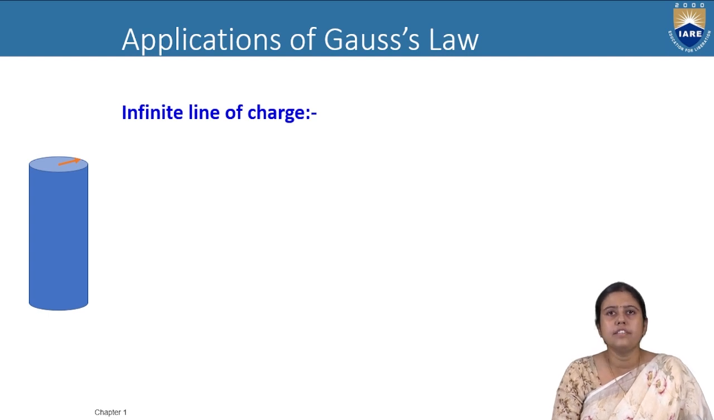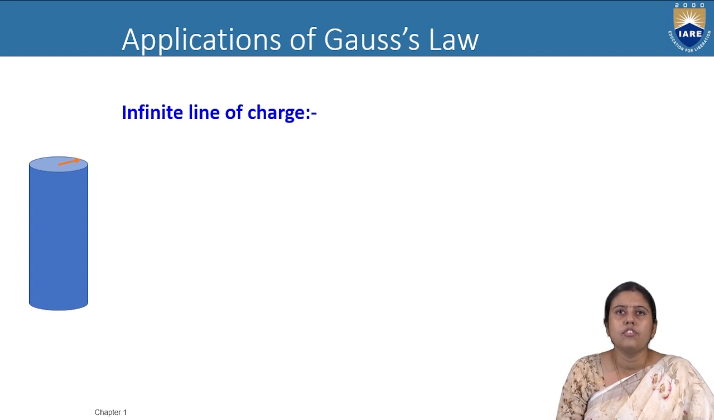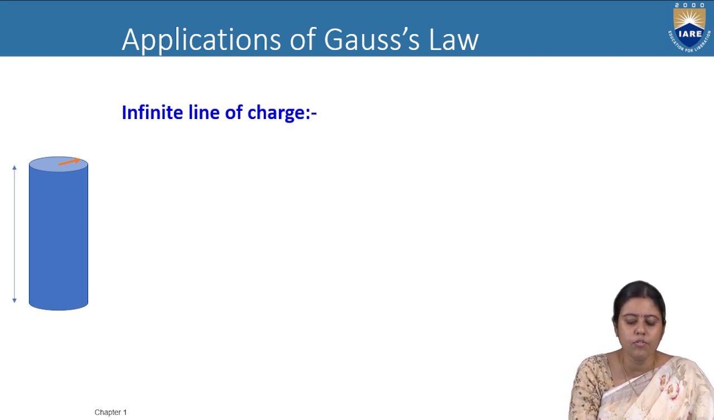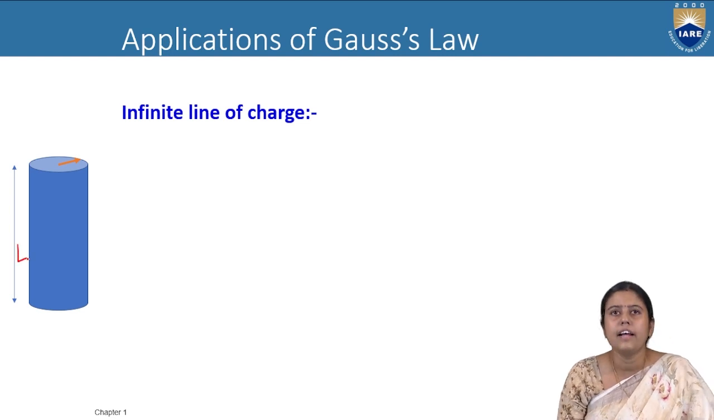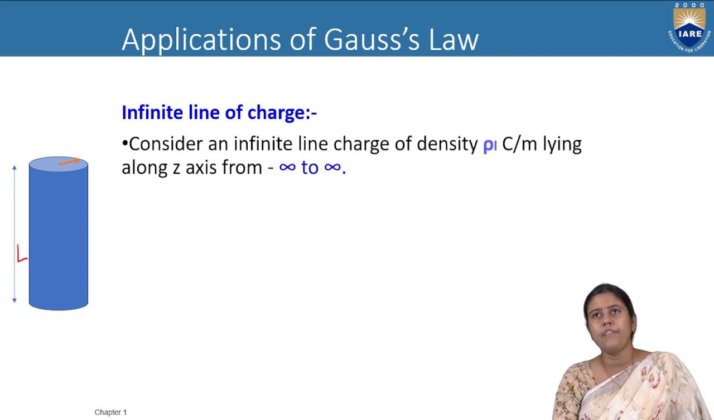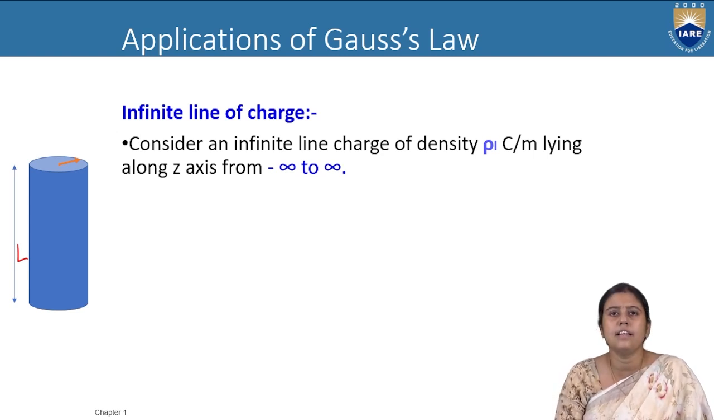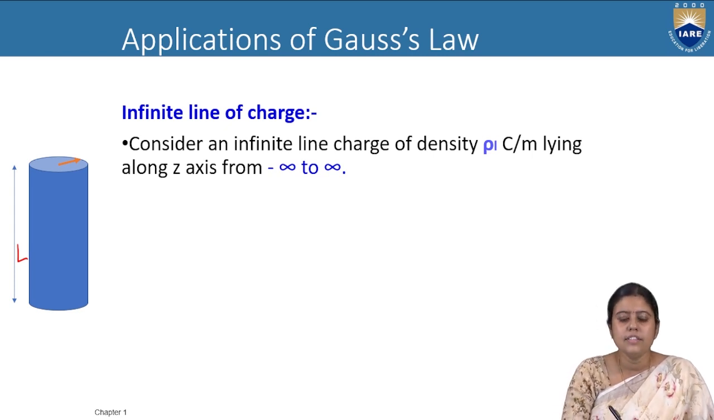So let's have an infinite line and we will take it as a cylinder. We are taking a cylinder here because overhead lines, or underground cables, are all cylindrical in nature. So this is the length, and the length we are assuming as L. Consider the infinite line charge density is rho L coulomb per meter, and it is along the Z axis.